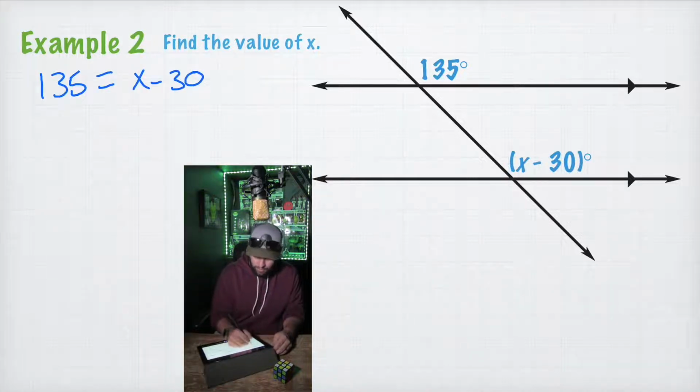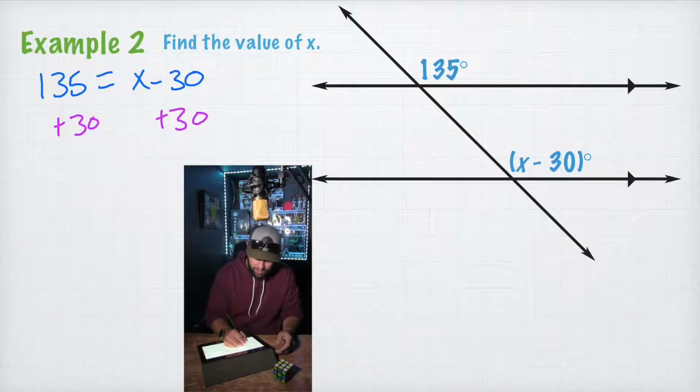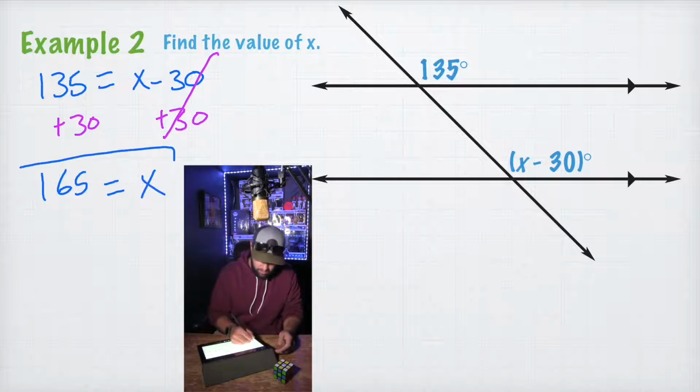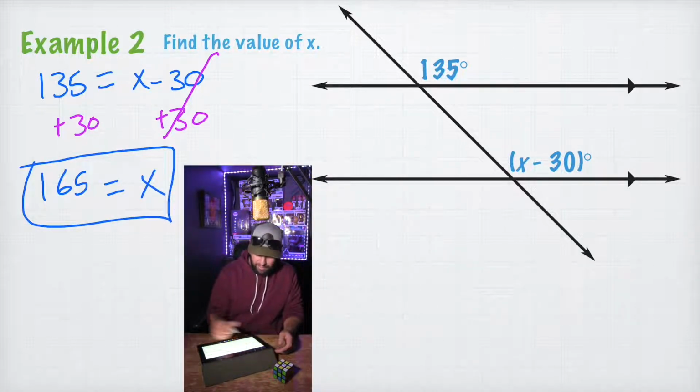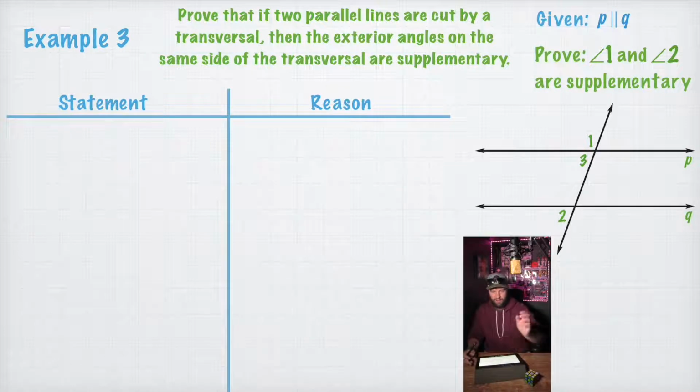135 equals x minus 30, okay? To solve this, it's pretty simple math. We just add 30 to each side of the equation. These 30s cancel out. 165 equals x. And guys, we're done. Not bad at all. So let's just go ahead and keep carrying on.